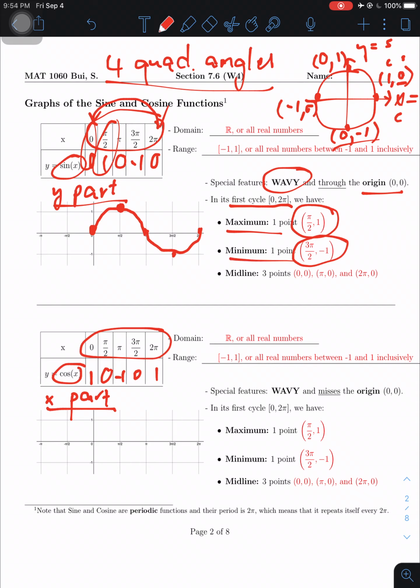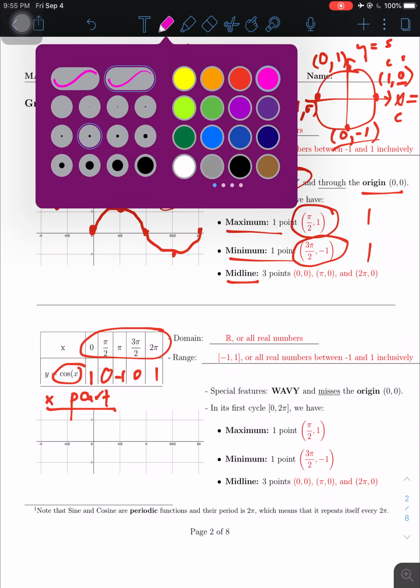And again, we only have one point, right? But if you look at this table in here, we have 5 points, right? So this is one, this is another one, so we have 3 more points, right? What are those? I'm going to call them the midline points, okay? What do I mean by the midline in here? If you just imagine something in between the max and the min, it would be this dash line in pink.